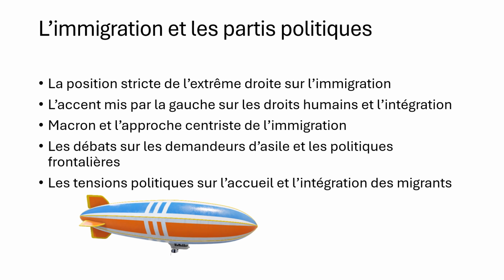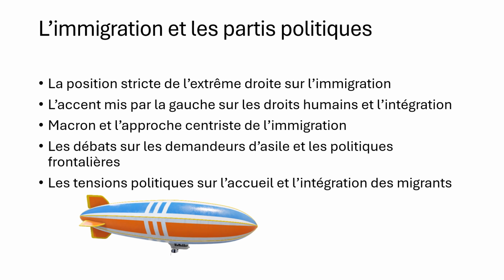There are debates over asylum seekers and border policies. The handling of asylum seekers is a major point of tension between parties. The RN, or the Rassemblement National, and the right-wing party, Les Républicains, the LR, argue for tougher asylum laws and faster deportations, while left-wing parties advocate for improved humanitarian protections. Disagreements over some EU migration policies also create political divisions.